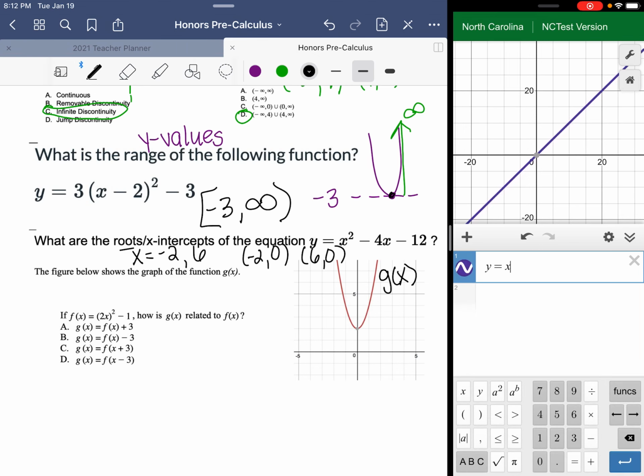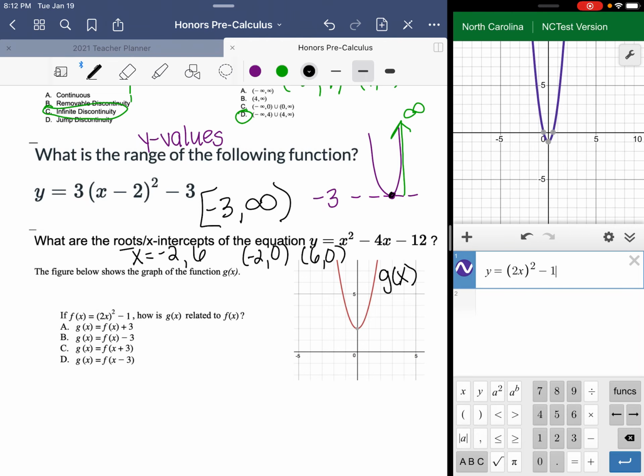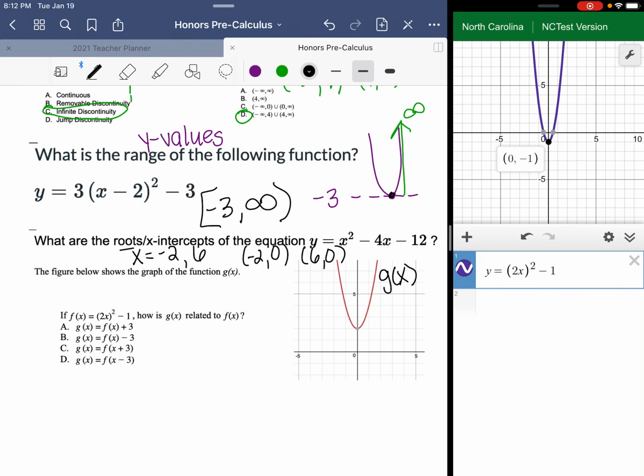So I have y equals 2x squared minus 1. When I look at this, I'm going to hit my little home button. I can see my vertex started down here at 0, negative 1. So what had to happen for me to get from that point up to this point? Well, we had to go up by 3. So we had to take the original f of x and go up 3 units. So therefore the answer is A.